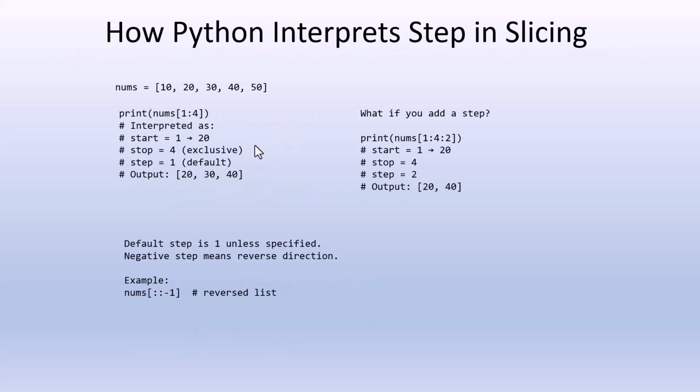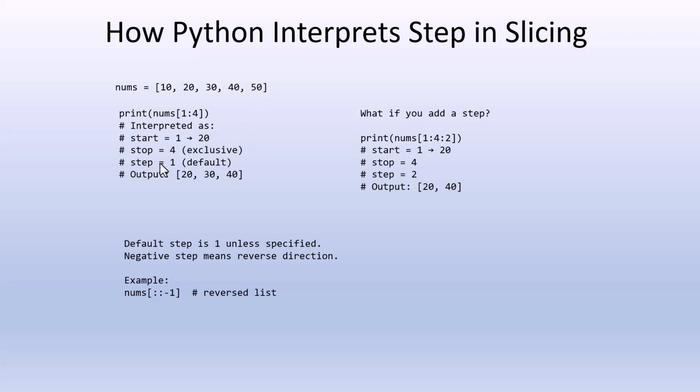How Python interprets steps in slicing, that I have also told. Print nums 1 to 4, interpreted as: starting point is 20 because this is at index 1, and stop is 4, exclusive, and step 1 is default. So it starts at 20, 30, step is 1, then 40, and then 50 is exclusive. So this is not printed out, so 20, 30, 40.